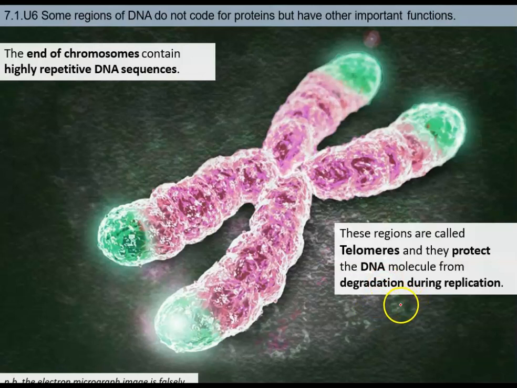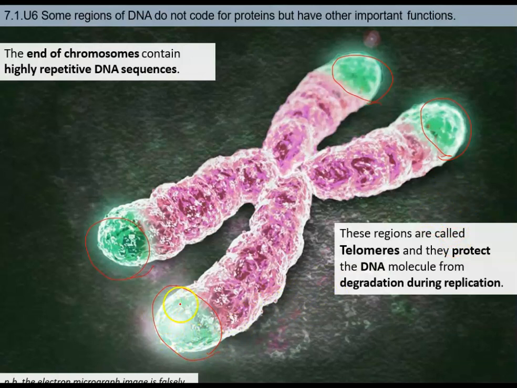And I think this is the last part regarding this DNA profiling. These tandem repeats also may have another function, like the end of chromosomes which have highly repetitive DNA sequences. These ends are called telomeres. These are telomeres. These are responsible for not allowing the degradation of the molecule during the replication. So this is also another function for these tandem repeats.